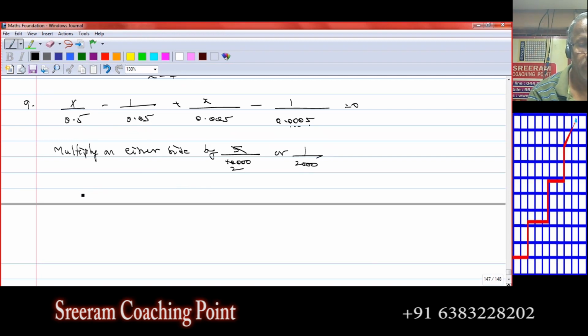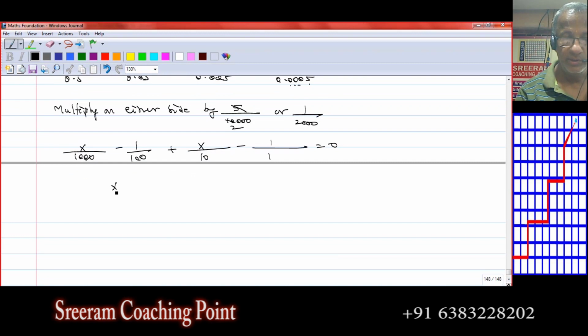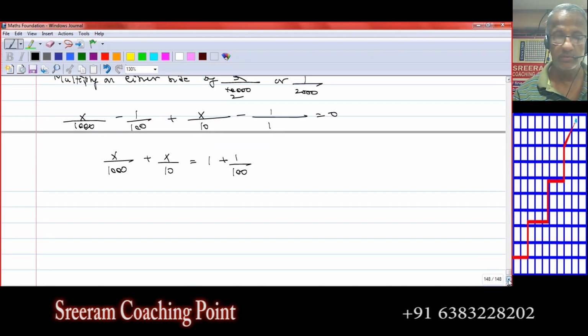This will become x divided by 0.5 into 2,000, that is 1,000, minus 1 divided by 100, plus x divided by 10 minus 1 divided by 1 equal to 0. x divided by 1000 plus x divided by 10 equal to 1 plus 1 by 100. Correct?